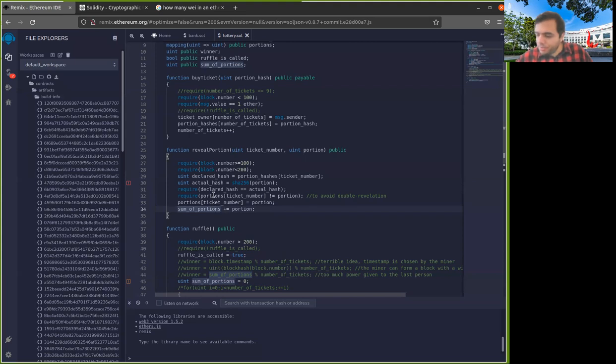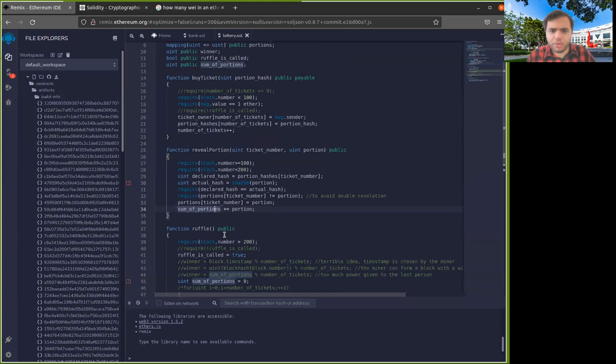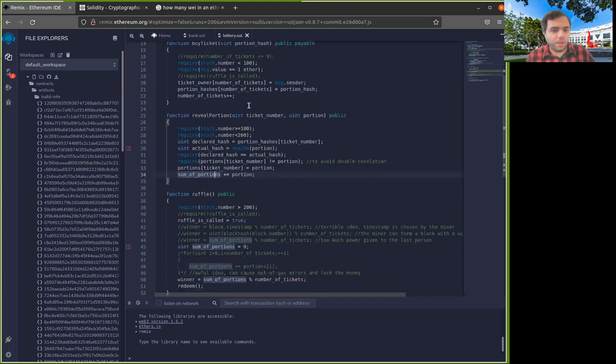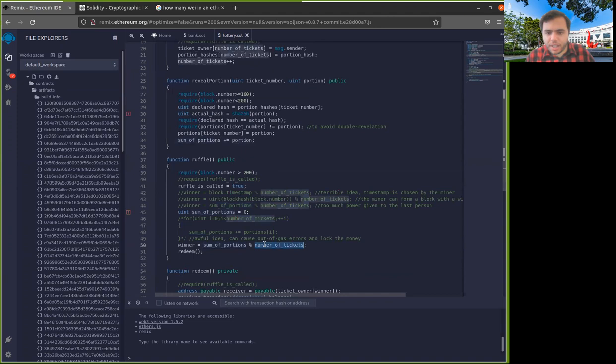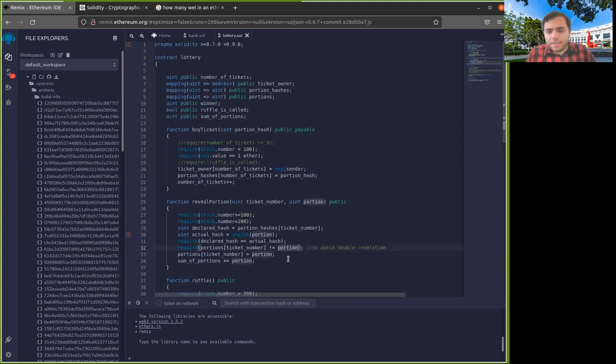You see, one way of fixing this that usually comes to mind at the very beginning is to just say, okay, instead of raffling among everyone, what if we just do the raffle among people who have revealed their portion? So if you don't reveal your portion, you lose the chance to win, right? So instead of the number of tickets here, I will then have the number of successfully revealed portions, and I will take my winner modulo that. But that's not going to help, right?